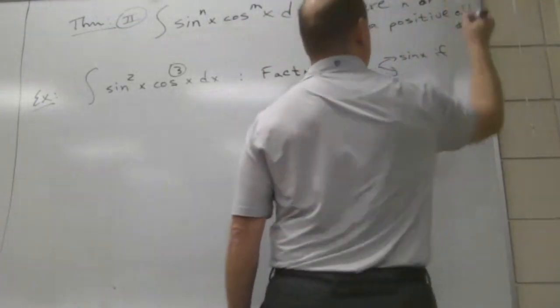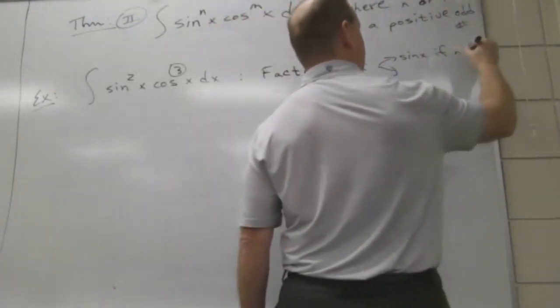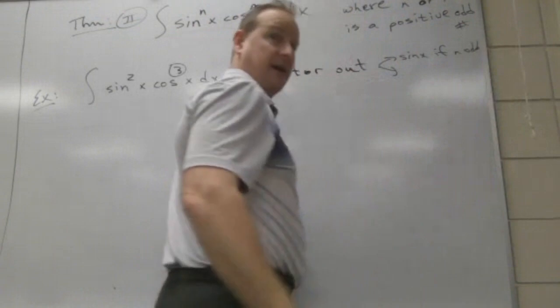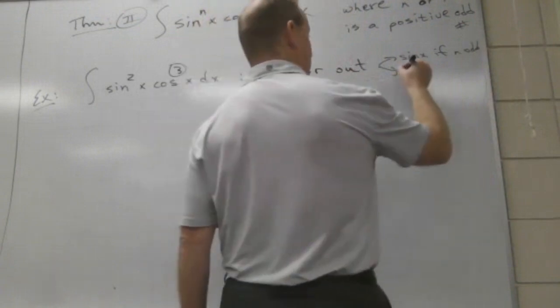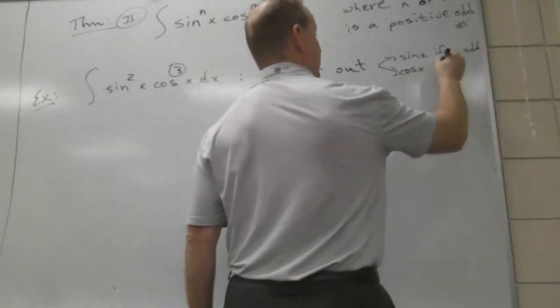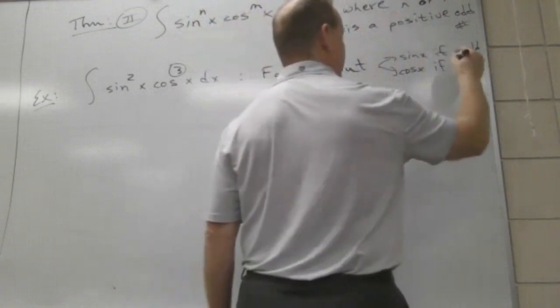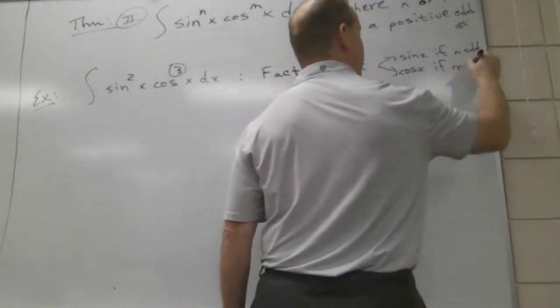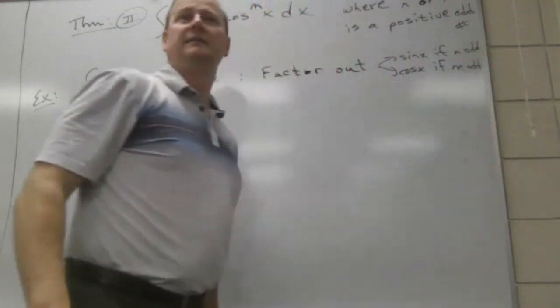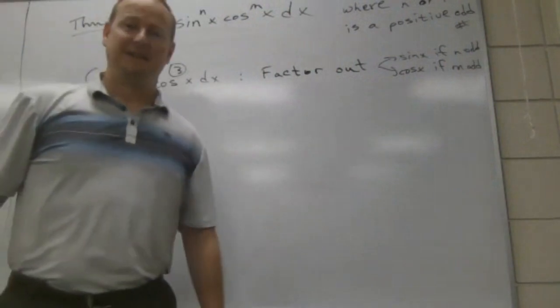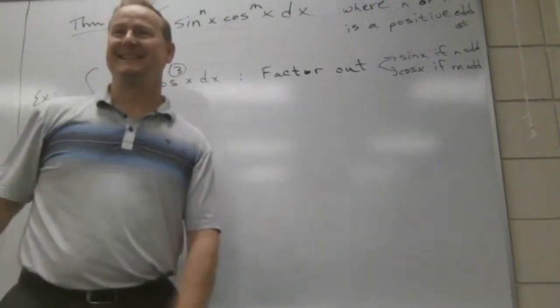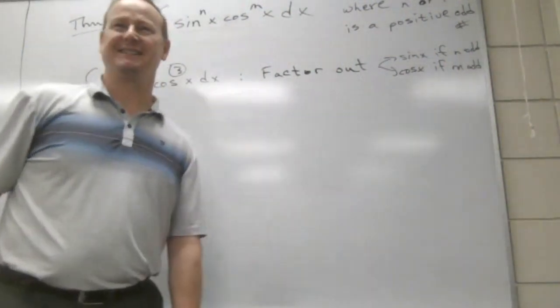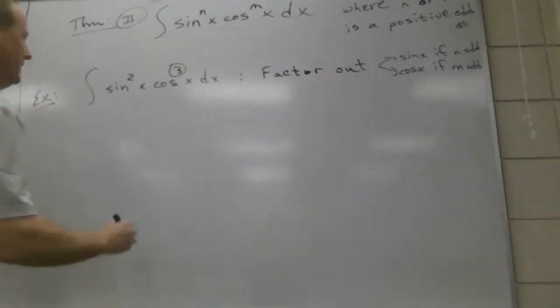Where n or m is a positive odd. So sine if n is odd, so nod. Everybody agree? Nod, yeah. And then we're going to factor out a cosine x if m, which is what we said here for that power, if m is odd. Now, what if they're both odd? Dealer's choice. Great answer, Haas. Yeah, I like it. All right.